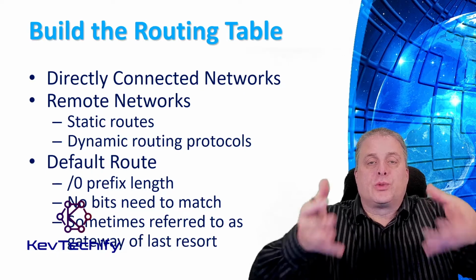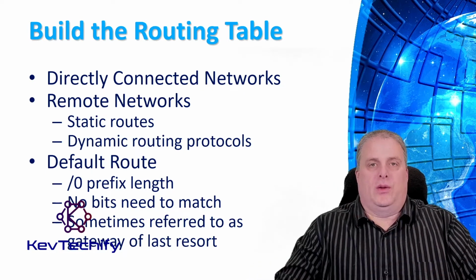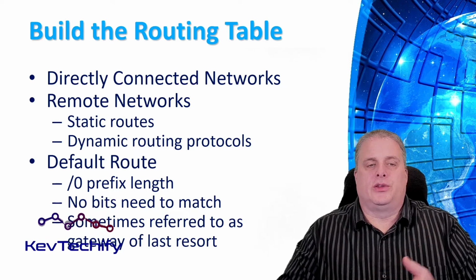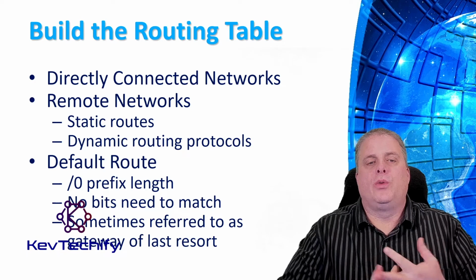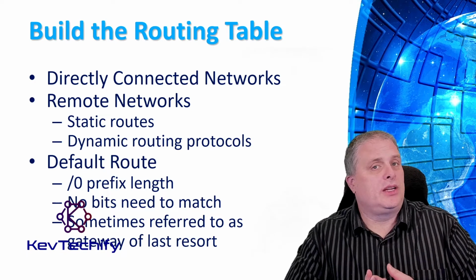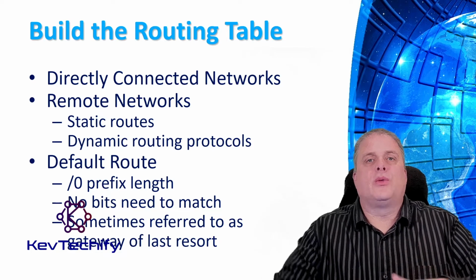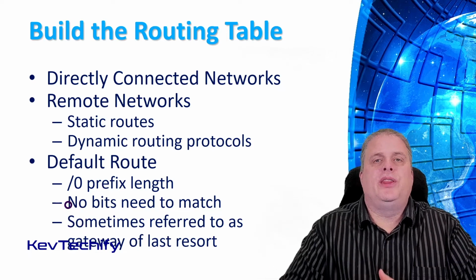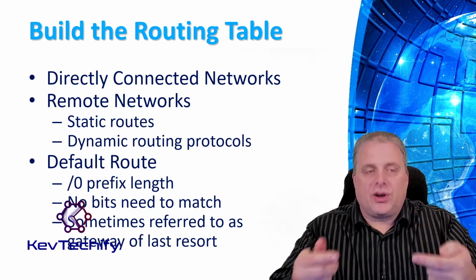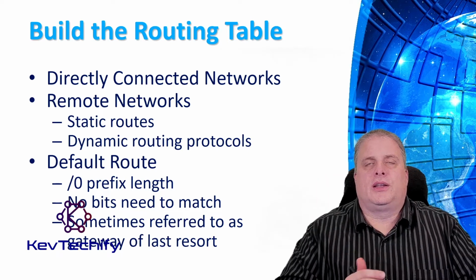After we have the directly connected networks in our routing table, then we add in the remote networks. There are typically two methods. We can either use static routes or dynamic routing protocols. Static routes, you manually have to enter yourself. Dynamic routing protocols, we let the routers have a conversation between them and decide which is the best route to use.